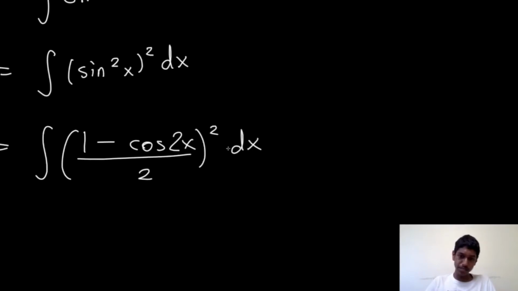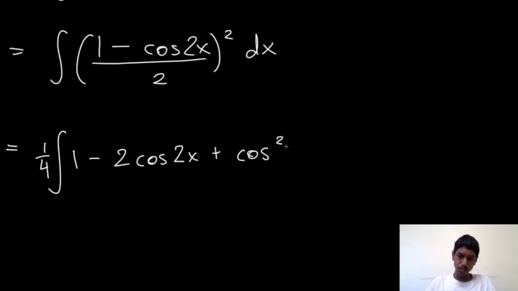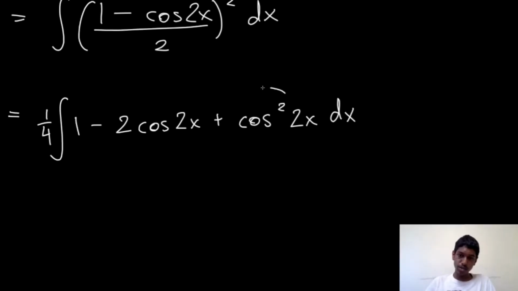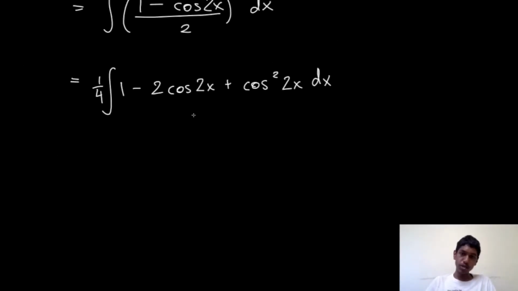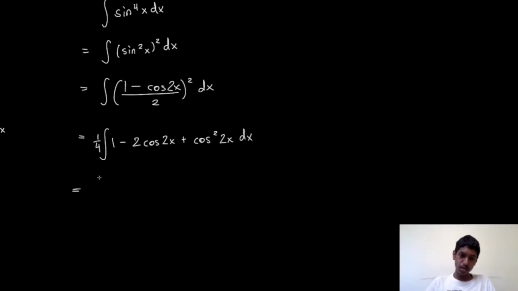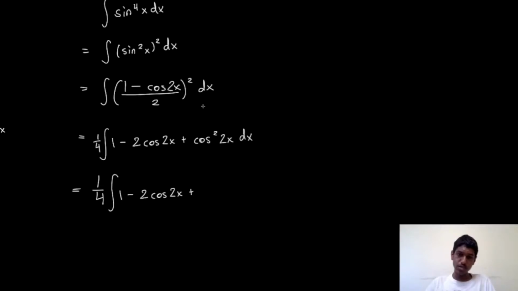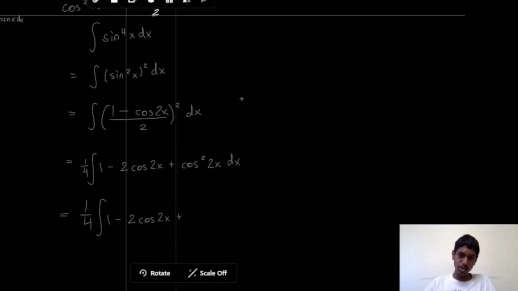squared dx, and then expand, usually lots of expanding. So 1/4 times 1 minus 2 cosine 2x plus cosine squared 2x dx. So these two terms are straightforward. We're just left with this term, so we use the formula again. We use this guy. So we go ahead and say 1/4, okay, let's just copy this. And then this cosine squared 2x, well, it's almost this formula.